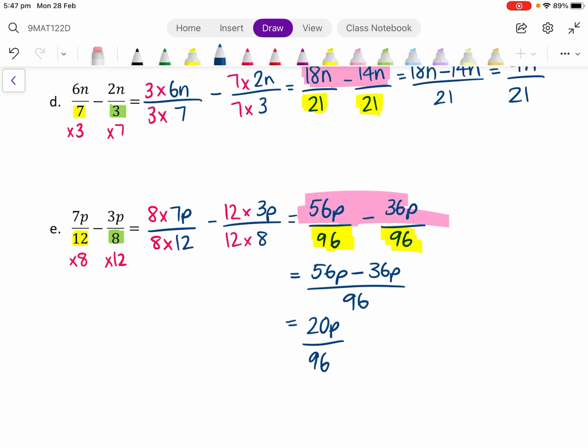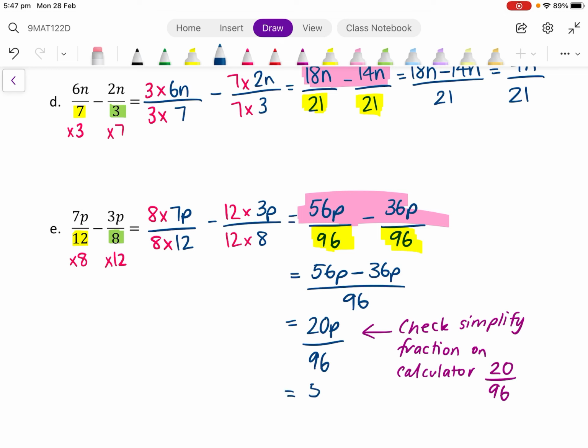And then, because this is a huge fraction, we want to check to see whether we can simplify the fraction. How we do this is we put into our calculator the fraction 20 over 96. What happens is that fraction actually simplifies down to be 5 over 24. And we put our p back in our numerator.